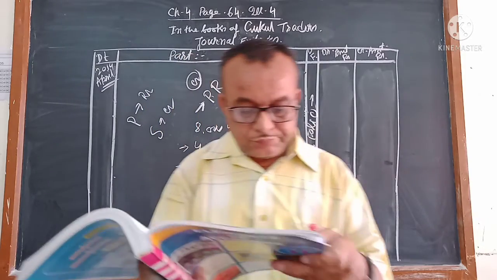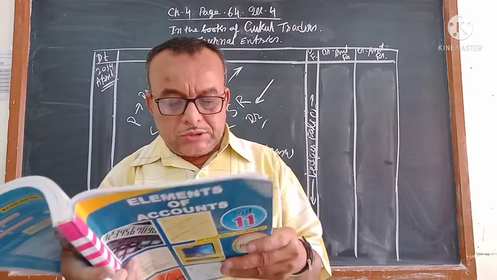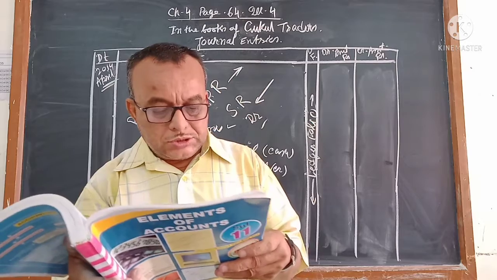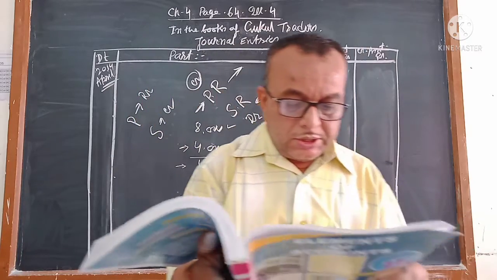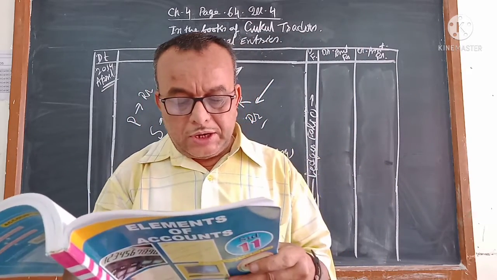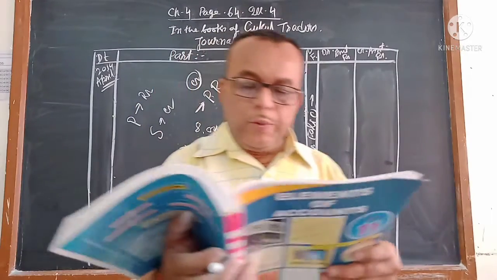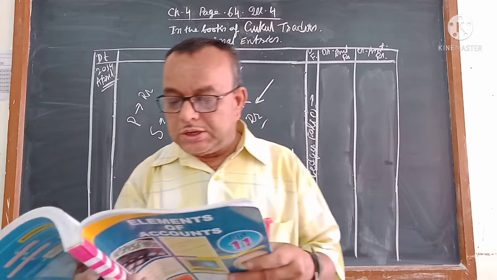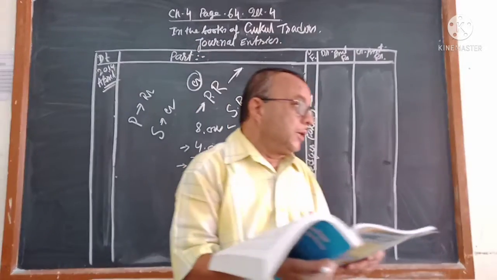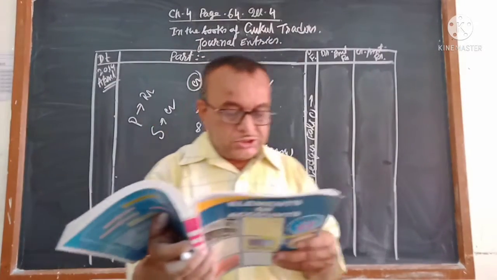So keep in mind. Goods of rupees 1,600 returned to Mathura traders. So this is a purchase return. So Mathura traders account debit to purchase return account. That is the journal. Mathura traders account debit to purchase return.